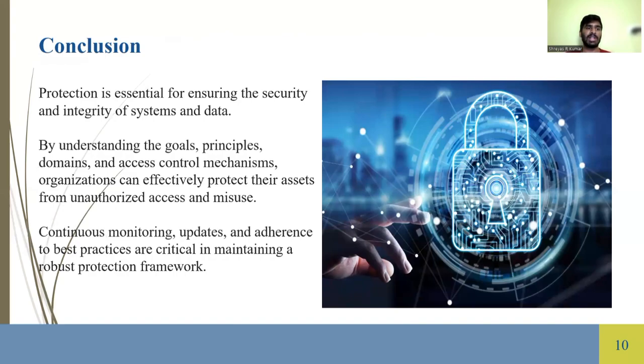In conclusion, I would like to say this. Protection is essential for ensuring the security and integrity of systems and data. By understanding the goals, principles, domains, and access control mechanisms, organizations can effectively protect their assets from unauthorized access and misuse. Continuous monitoring, updates, and adherence to best practices are critical in maintaining a robust protection framework.